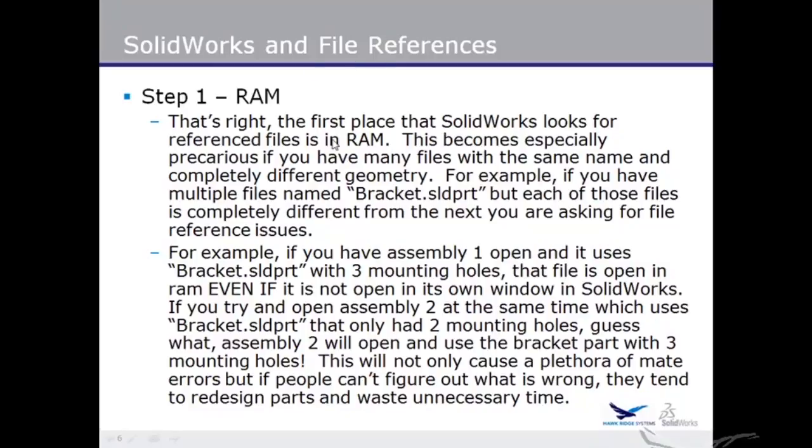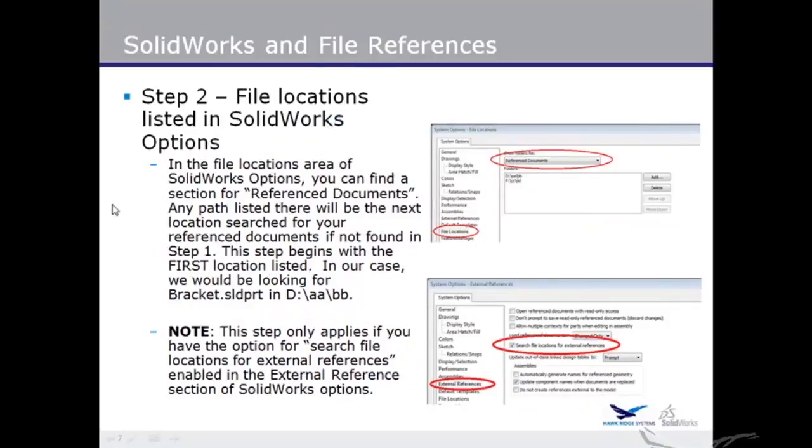So the second place that SolidWorks is going to look for those references, if it does not find them in RAM, is those file locations that I just showed you in SolidWorks. You can see under your SolidWorks options, if you go to file locations and referenced documents, I've got D:/AA/BB, F:/CC/DD. Okay? So what it does is it goes to the first location in this list. It's going to look for bracket.sldprt in the D:/AA/BB folder. Now, if it doesn't find it there, it's going to move on to step 3.